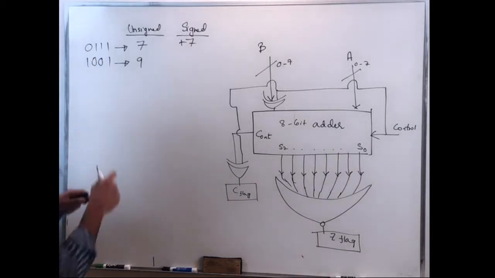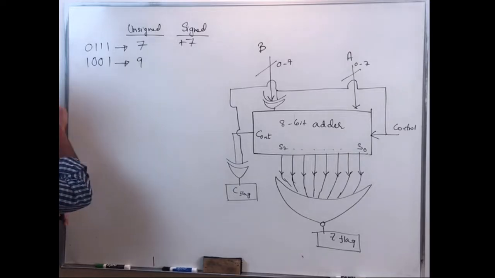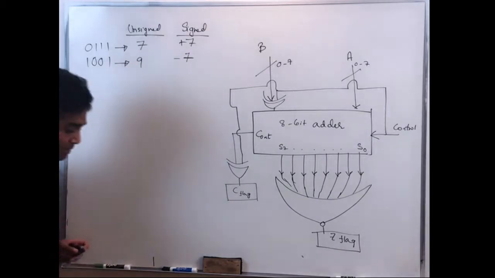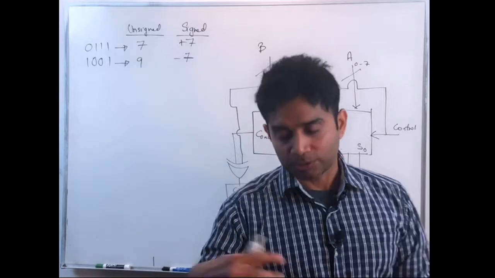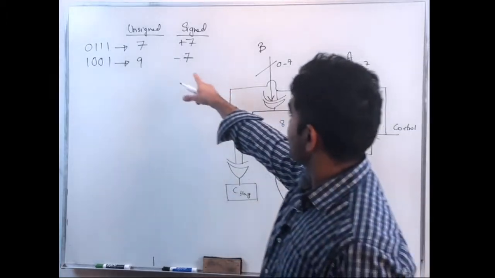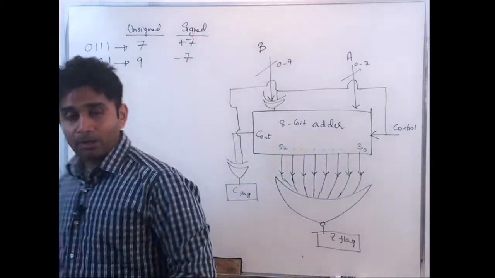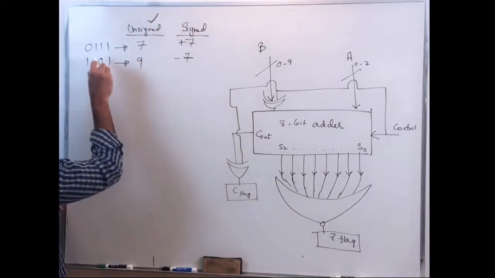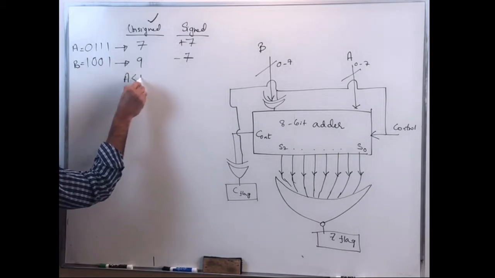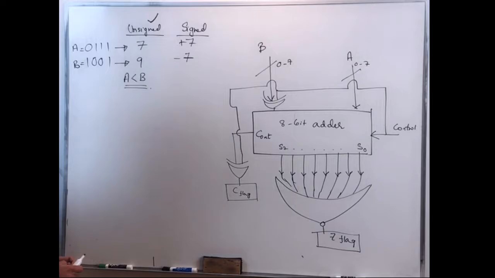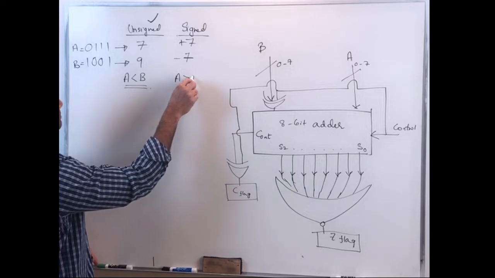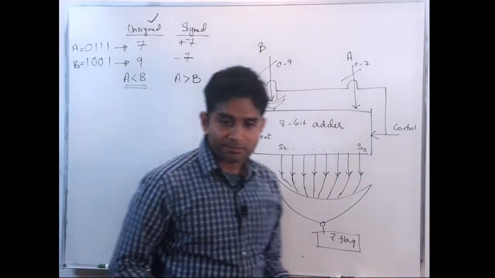If I consider this other number, of course, that's a negative number, right? And what is this number? That turns out to be minus 7. How do I know what that number is? You take the 2's complement of that number, which is 0111, and place a negative sign, which is negative 7. Now, if I consider these as unsigned, let's say this is A and this is B, obviously A is less than B. If I consider these as signed, obviously A is larger than B, because A is positive.